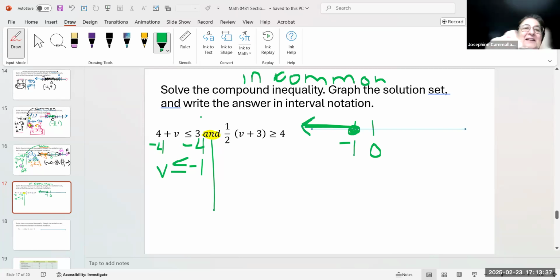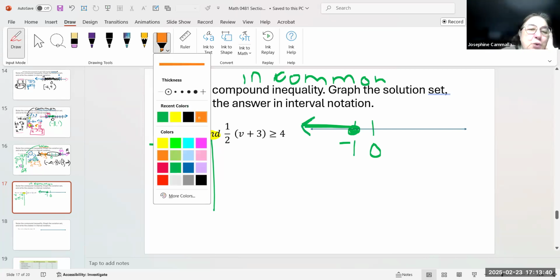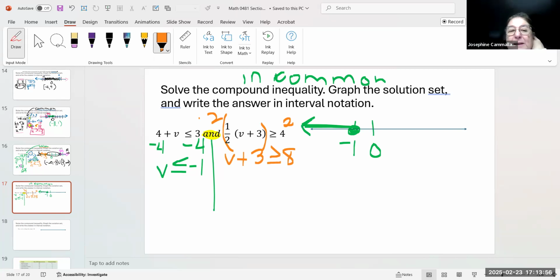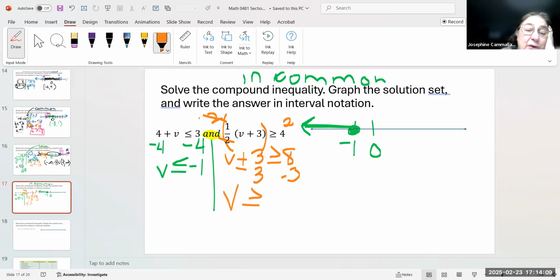Now, I want to get rid of my 2, which means I'm multiplying this side by 2 and this side by 2, which gives me V plus 3 is greater than or equal to 8. I multiplied the terms by 2. That got rid of my fraction. Now, if I subtract 3, I get V is greater than or equal to -5.